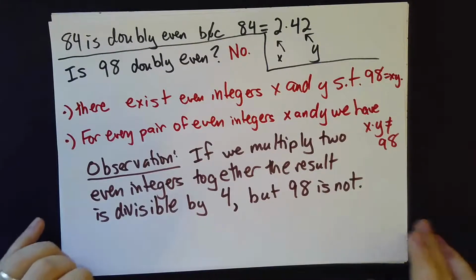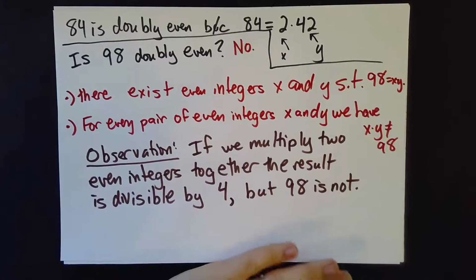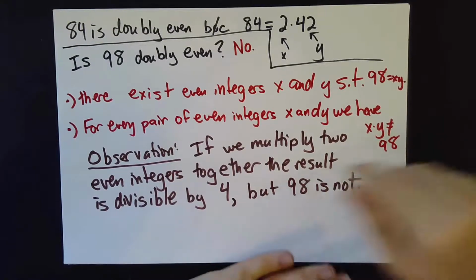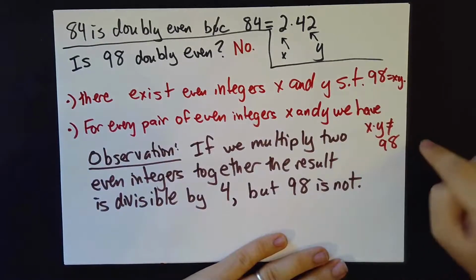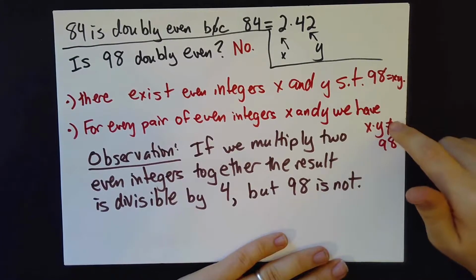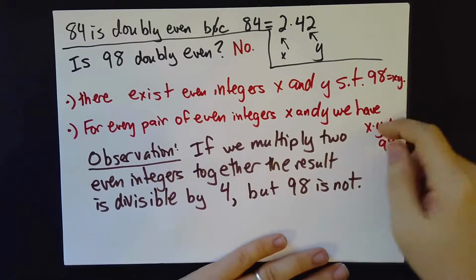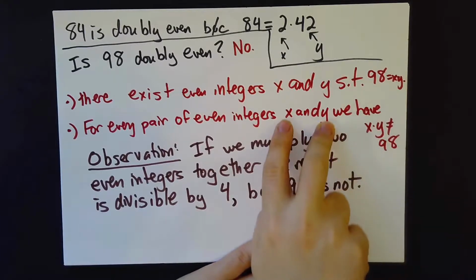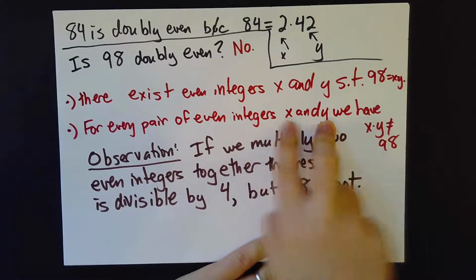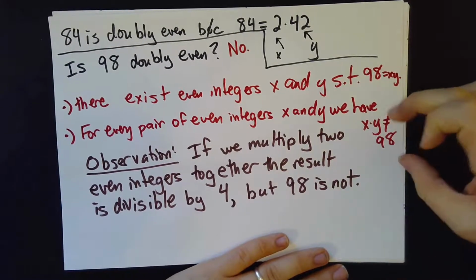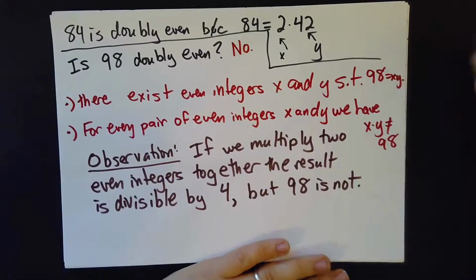And so the underlying logic here, how do you convince yourself that 98 can't possibly be doubly even, is to write out this statement and say, aha, I know this statement is true. This is the negation of the original statement. And I know this is true because the product of two even numbers has to be divisible by 4, but 98 isn't. So that shows me that x times y is not 98. So this is true. The original statement's false. 98 is not doubly even.